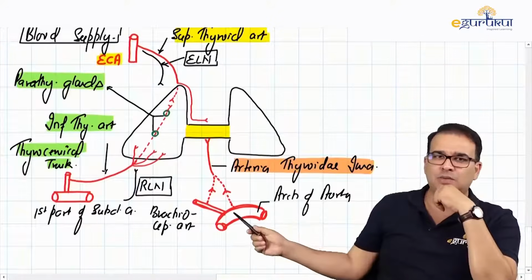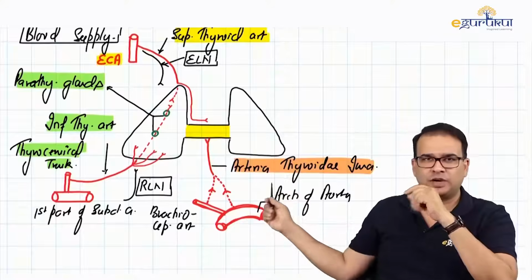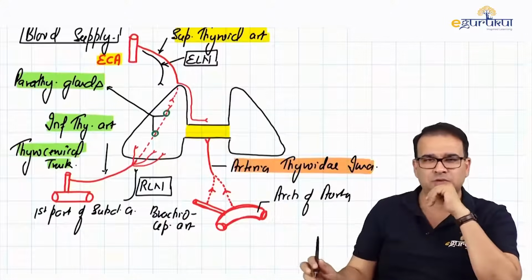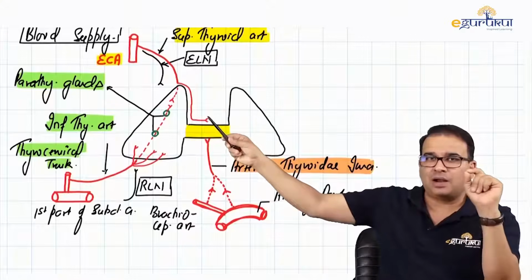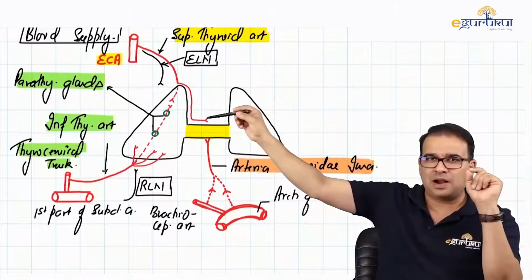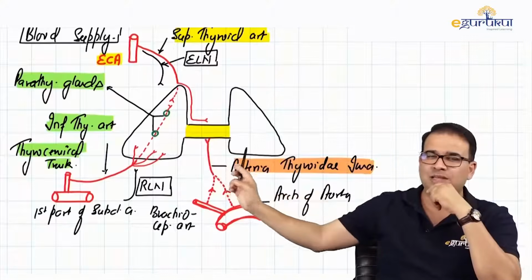And the third artery we talked about is the arteria thyroidea ima, which is either coming from the brachiocephalic artery or from the arch of aorta, not from both. If you look at the isthmus, the upper border of the isthmus is related to the superior thyroid artery, and the lower border of the thyroid isthmus is related to the thyroidea ima.